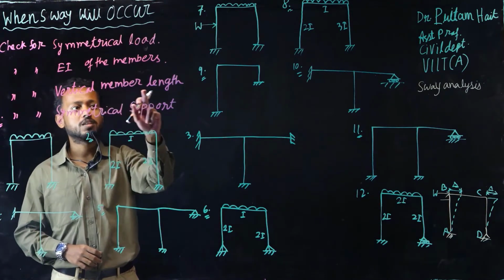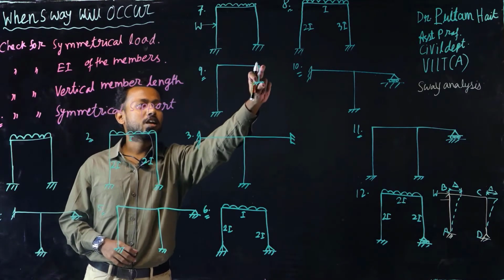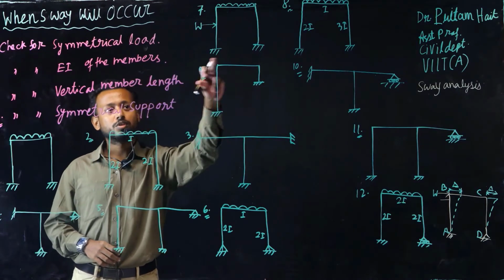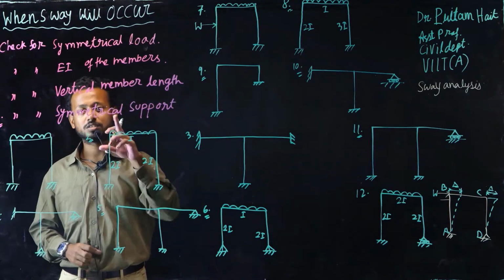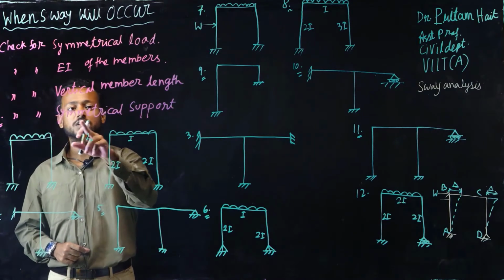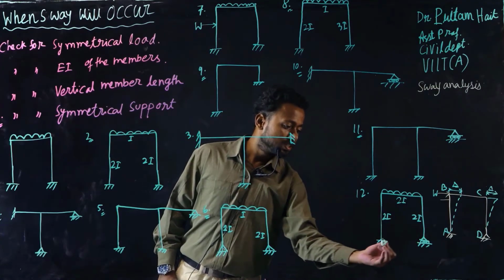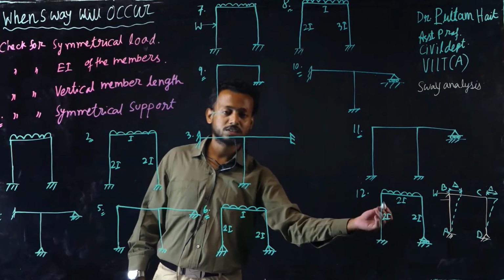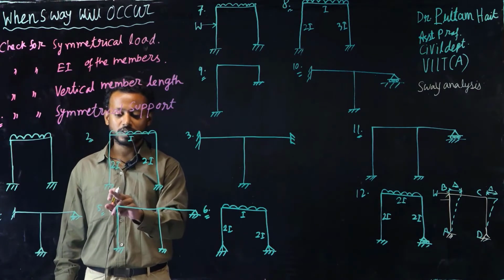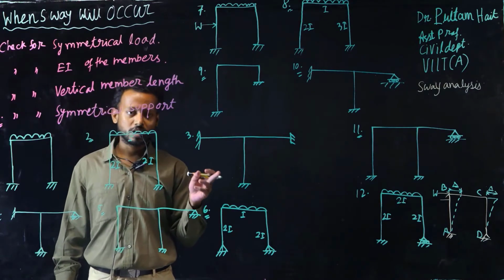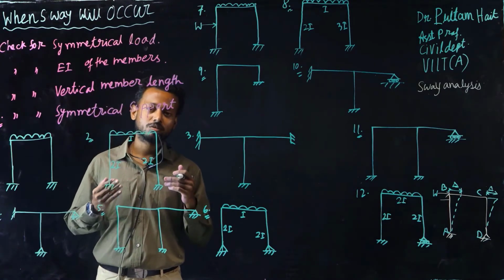Next point is vertical member length. Here you can see the vertical member length is bigger, and here it is shorter. In this condition SOE will occur, and if both legs of the frame are equal, then SOE will not occur. Fourth condition is symmetrical support condition. Here you can see the support condition is different: here it is fixed support, here it is roller support. So in this case the SOE will occur. On the other hand, if the support condition is equal, that is both are fixed or both are hinged, the SOE will not occur. So let's discuss some examples so that your concept will be clear.